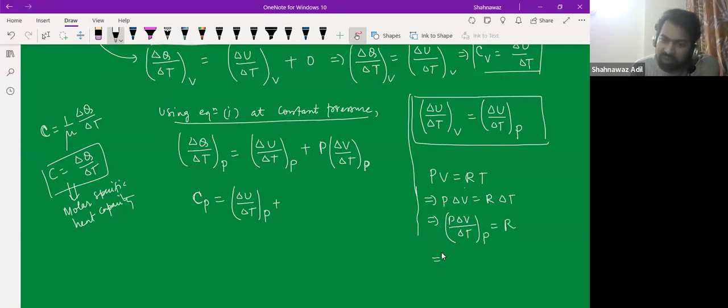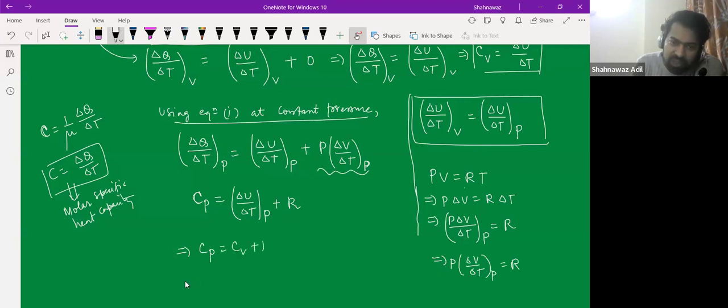P we can take outside, so P delta V by delta T at constant pressure is equal to R. This thing is R. And we can remove this subscript, so this is C, as we have already seen. So you will get Cp minus Cv equals R. Is it clear to you?